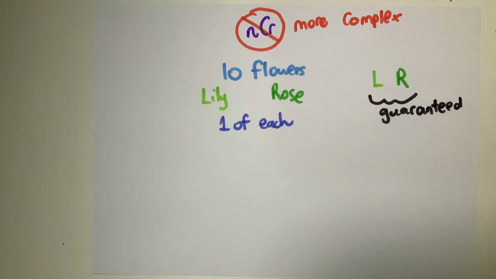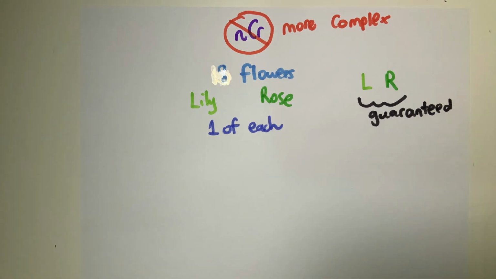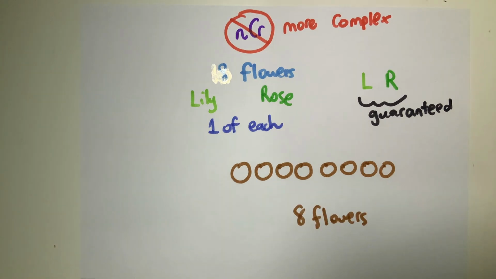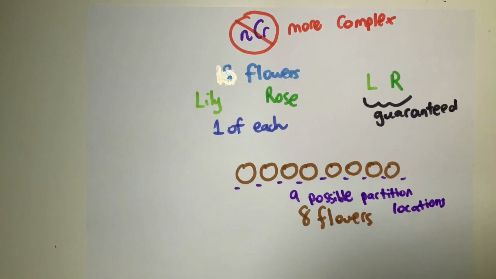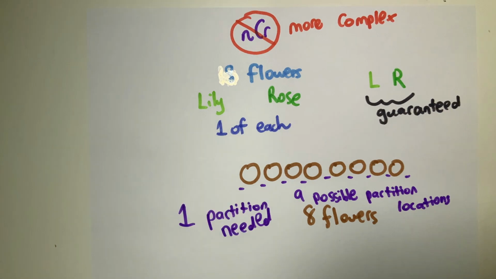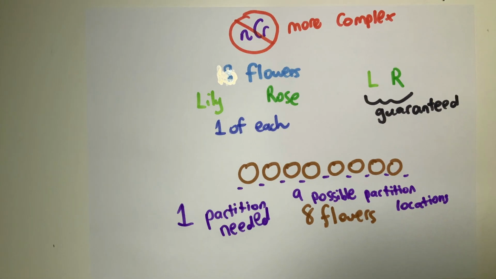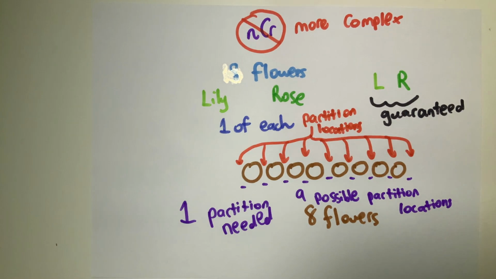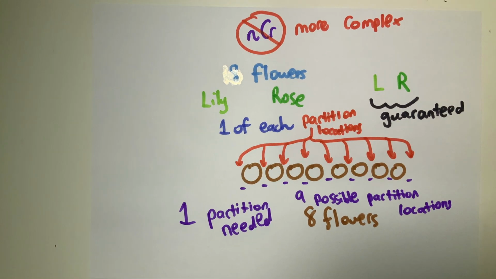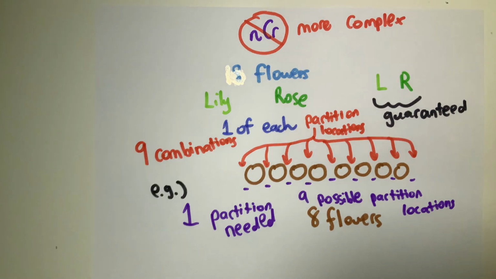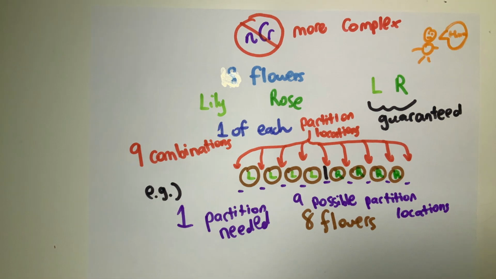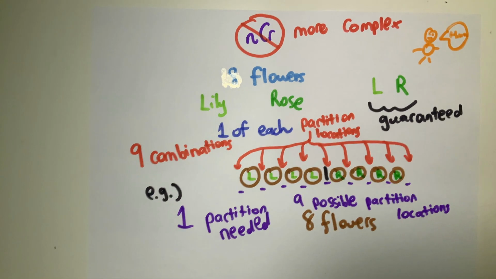Since 1 rose and 1 lily is guaranteed, we only have to work with 8 flowers. This will be represented with 8 circles. We can draw 9 horizontal lines in between, in front of, and behind the 8 circles. Because we are dealing with 2 types of object, we can differentiate the objects by using 1 partition, represented by a vertical line. There are 9 different locations the partition can be placed at, giving rise to a total of 9 combinations. Fair enough. Let's try a slightly more difficult problem.